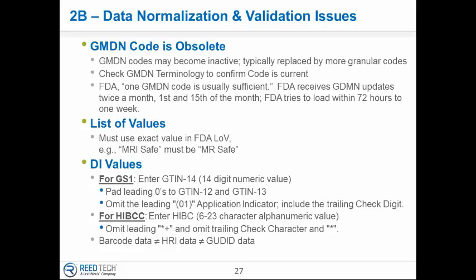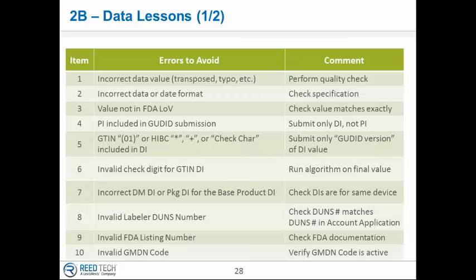Invalid check digits come across, or direct marking DIs or packaging DIs. Again, look out next week for that ebook on DIs that will explain how they should be assigned properly. We also see invalid labeler DUNS numbers. I mentioned that was a pain point: ensuring that the DUNS number that you register with the FDA in your GUDID account matches what's in your SPL files or your manual entry files when you send to the FDA.